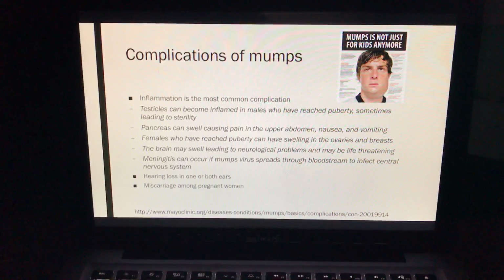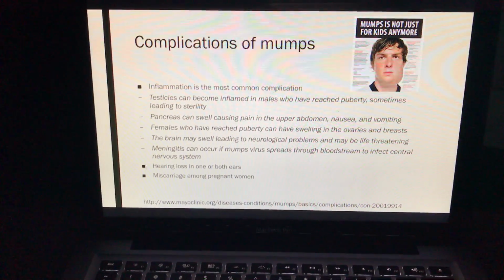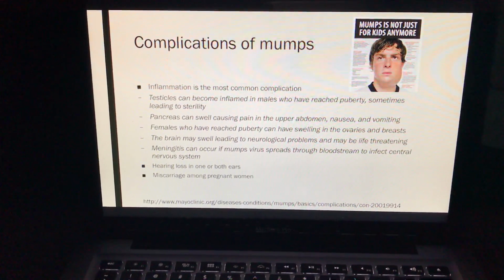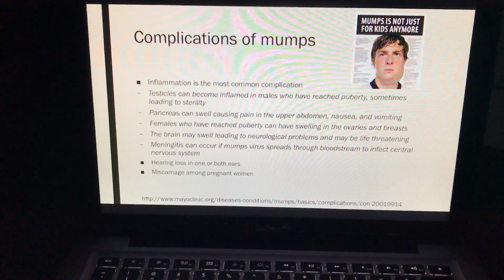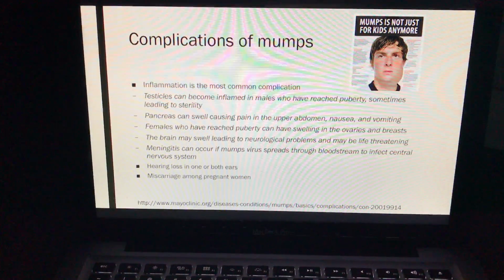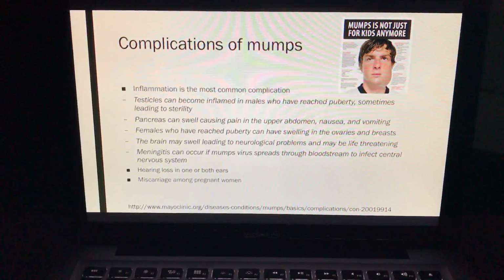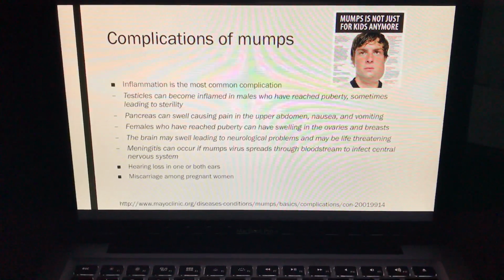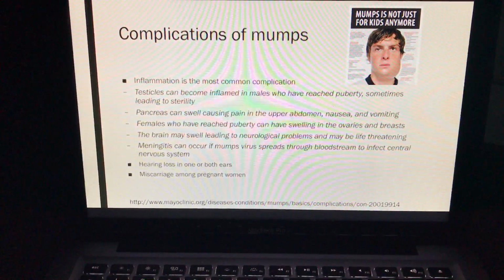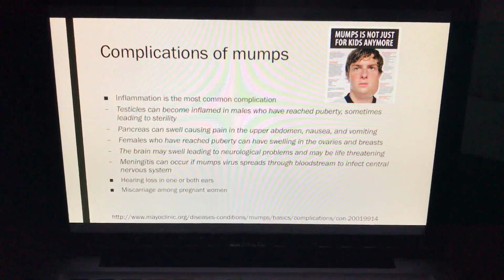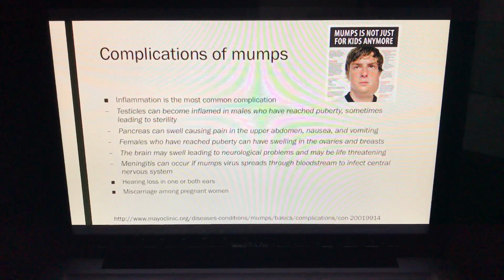Some complications of mumps include, the most common is inflammation, and it can be inflammation in multiple areas of the body. Testicles in males who have gone through puberty can sometimes become inflamed, and if not treated, that can lead to sterility. The pancreas can also swell, causing pain in the upper abdomen, which will also cause some nausea and vomiting. Females who have reached puberty can have swelling in the ovaries and breast, which is more rare, but it can also lead to sterility if not treated.